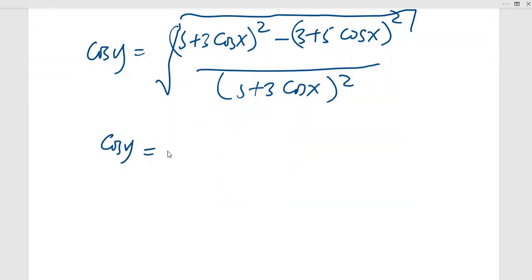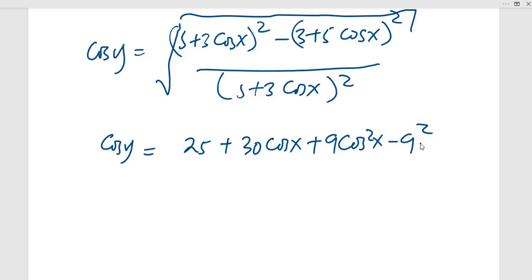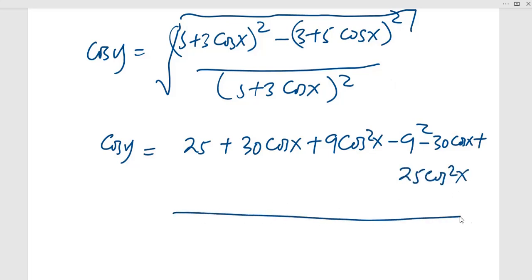I will have cos y equal to, now I need to open this. So if I open this, this becomes 25 plus 2 times 5 times 3 cos x, so that will be 30 cos x, then plus 9 cos squared x, then minus. I also square this, that will be 9 squared, then minus, of this negative, I will put a minus 3 times that. So it will also be 30 cos x, then plus 25 cos squared x. Now divide everything out of 5 plus 3 cos x. But remember, I can take square root of this and leave this one under square root.